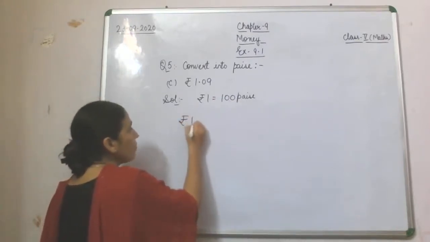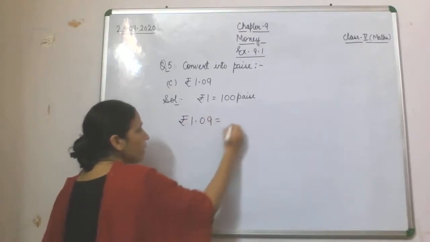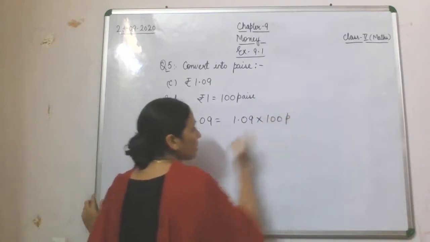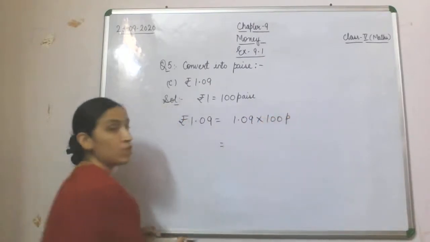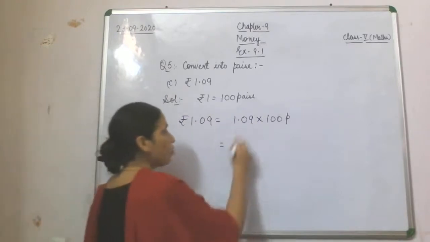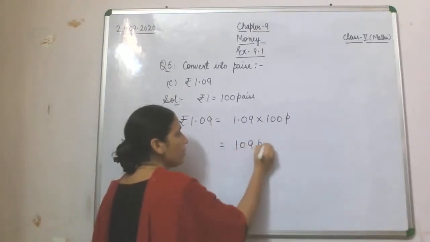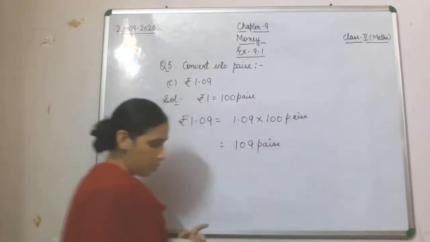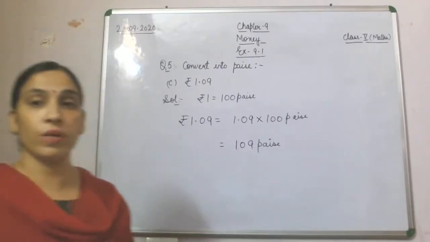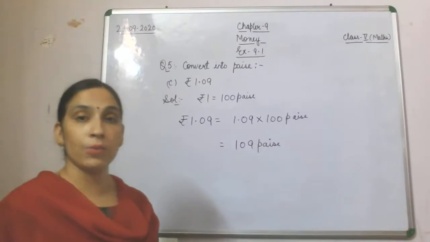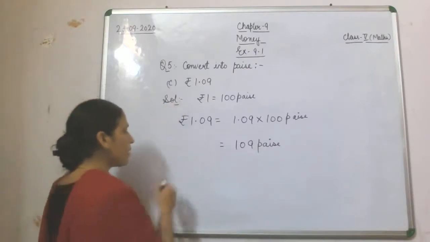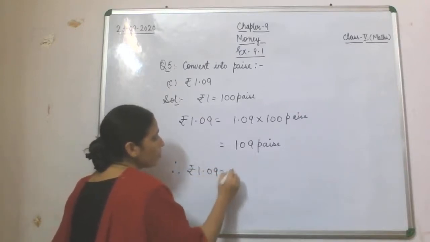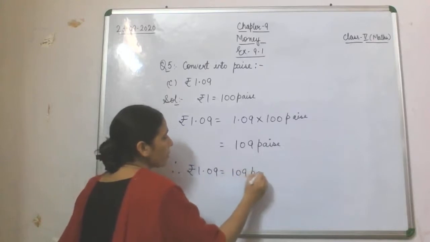So here rupee 1.09. What happens now? 1.09 will be multiplied by 100. Here only you can write the unit. Now the decimal will shift 2 places towards the right, and that will become 109 paise. So what have we done in this question? In this question again the amount is given in rupee. So you can write the answer like this also: therefore rupee 1.09 is equal to 109 paise.